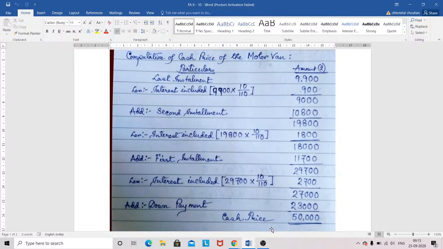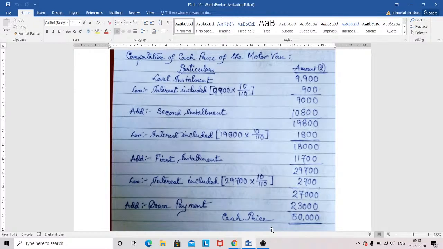So where did the 10 by 110 come from? The thing is that if the principal value of the installment is 100, and you have to charge 10% as interest, then you get 110 as the total value of the installment. Now this 9,900 refers to your 110, that means inclusive of interest. They have mentioned that the installment is inclusive of interest, so I can refer this with the 110.